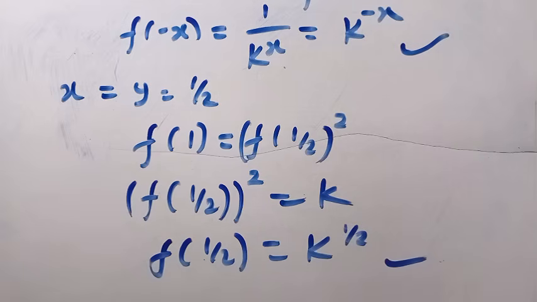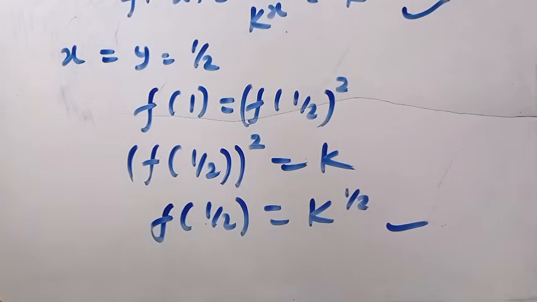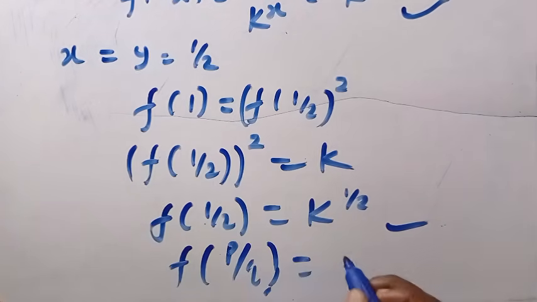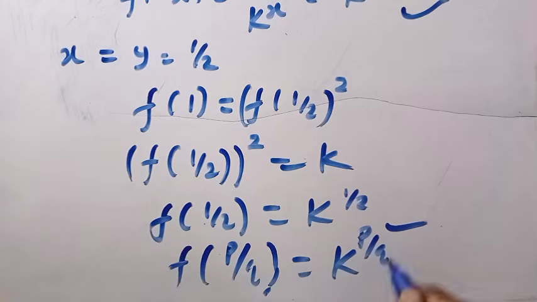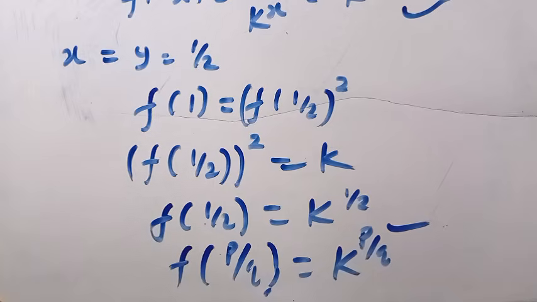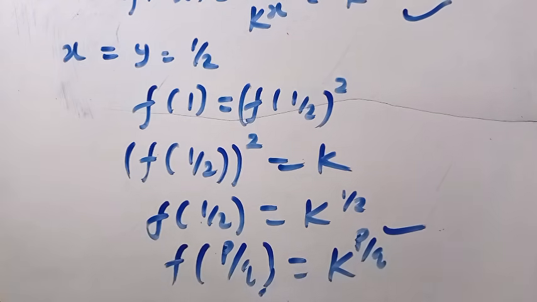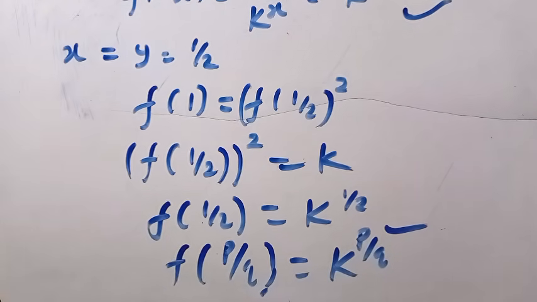And by induction, if you have 1 to be p and 2 to be q, we have this in a general way as f of p over q equals k raised to power of p over q. So this is what we got. Then by the assumption that f is continuous, we have f of x equals k raised to power x, or a raised to power of x. So this is what we were asked to prove. This proves that f is exponential.